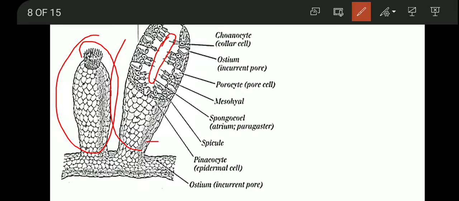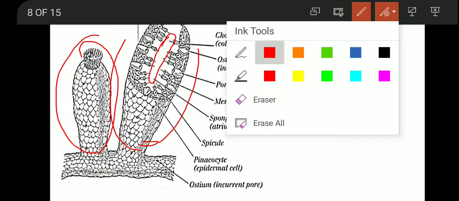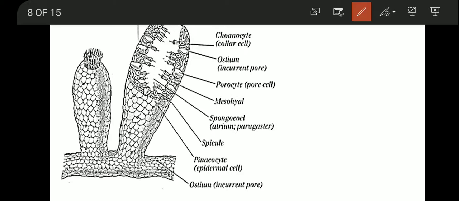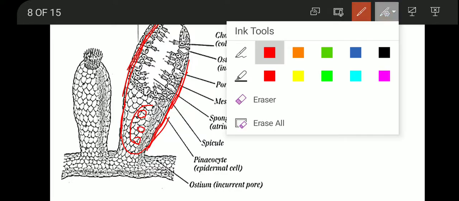They live in colonies. This is the ectoderm. You see, this is the ectoderm. We also find pinacocytes. These cells are polygonal in shape, and they are called pinacocytes.